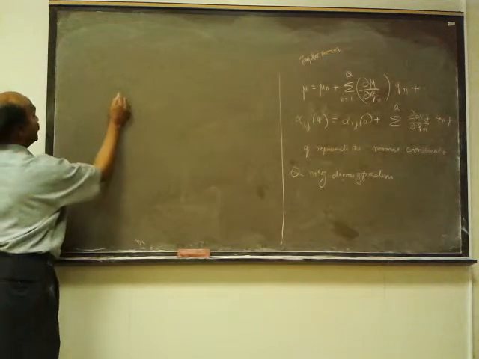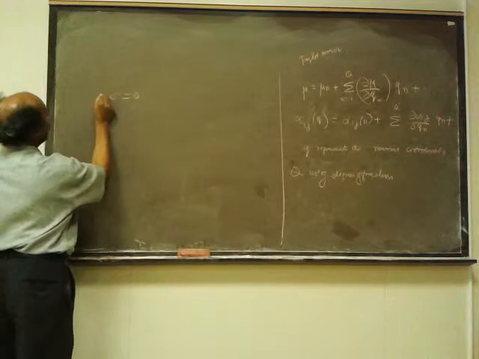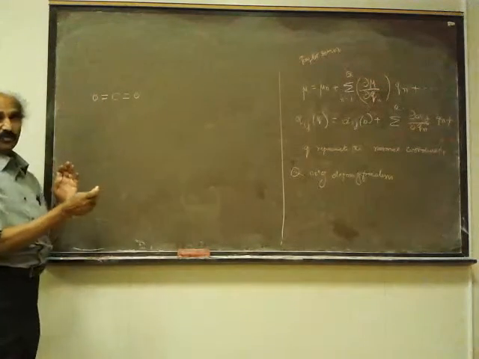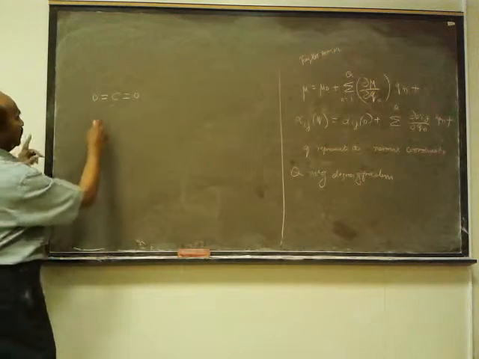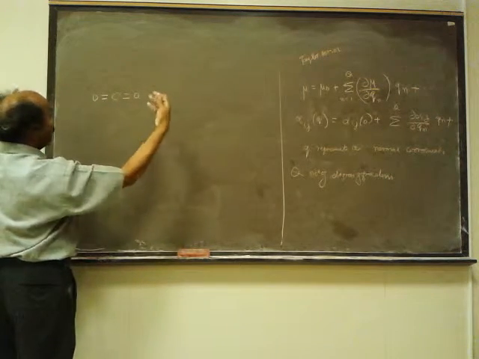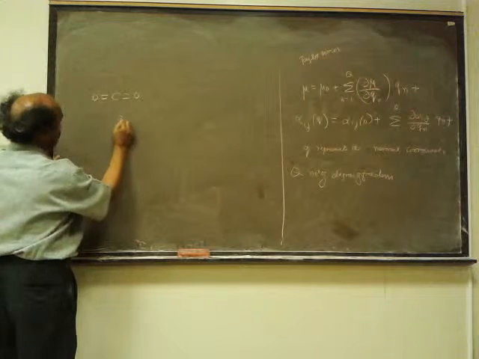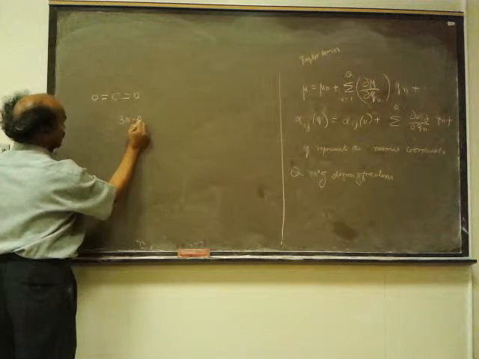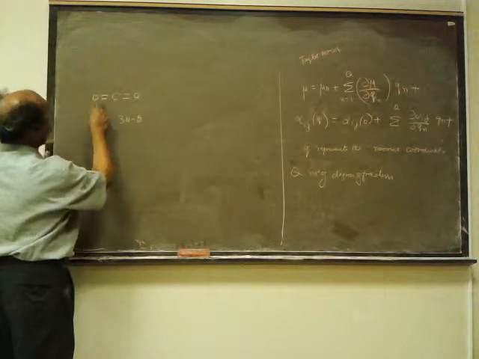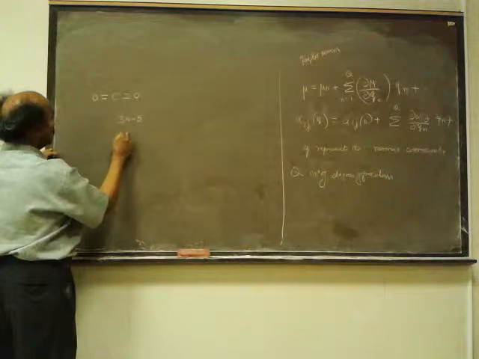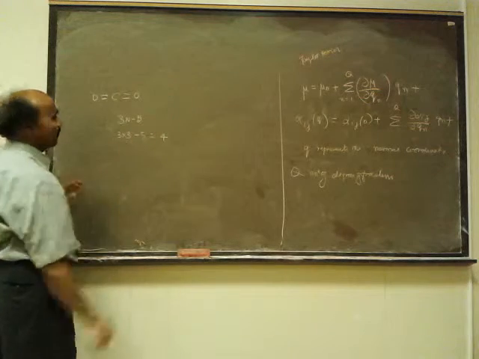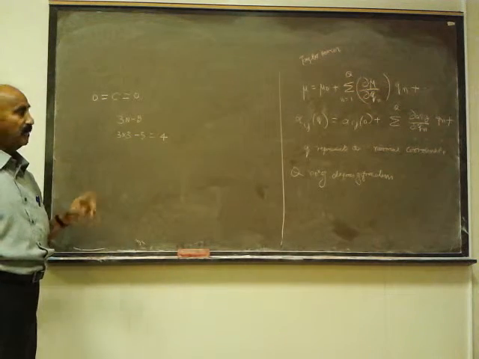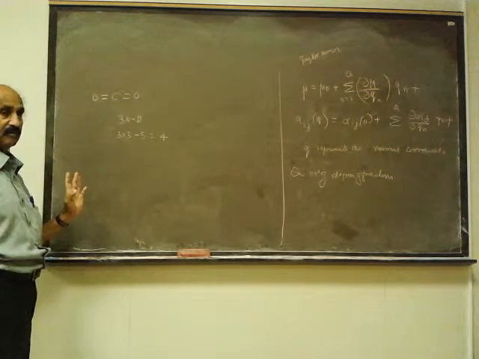Take for example a molecule like CO2. You have only 3 atoms. The number of vibrational frequencies is given by 3n minus 5. That means, look at it, 3 into 3, 9, minus 5. That means there are 4 degrees of freedom for this one. Let me explain what it means.